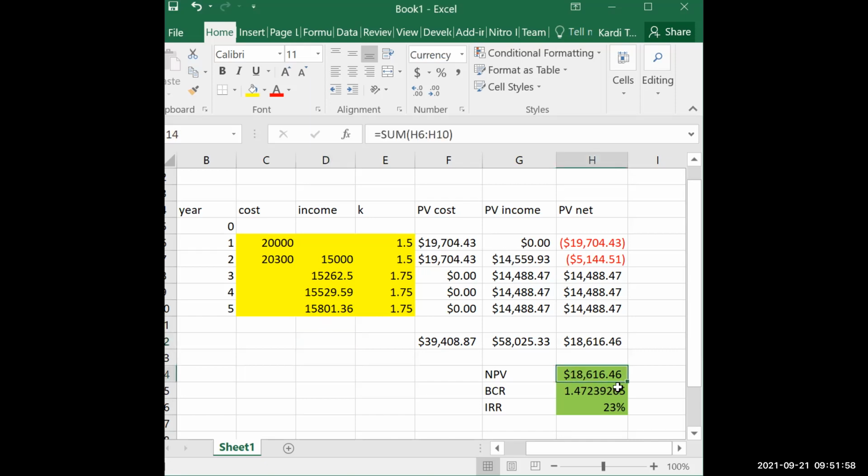So NPV is the sum of this. Okay? PCR is the sum of income divided by the cost. Yeah. IRR, there is a formula in Excel. So equal IRR of the net.